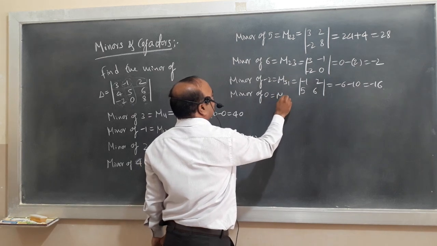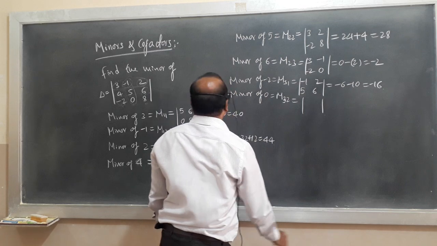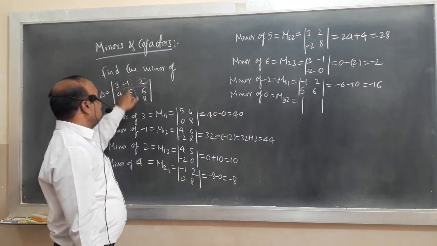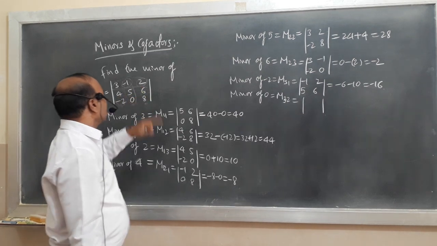Next, we go for the minor of element 0. It is equal to M32, and the determinant of this is found by deleting this column and this row. We get 3, 2, 4, 6.